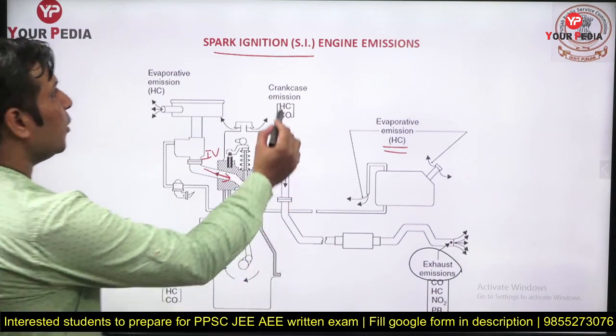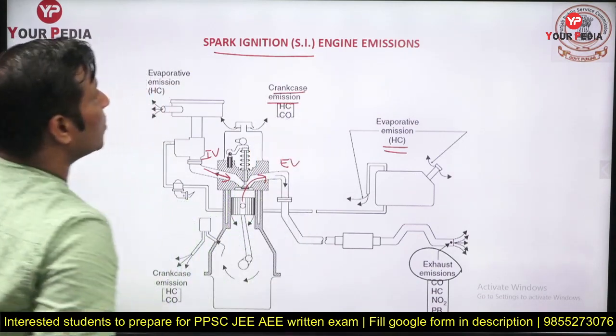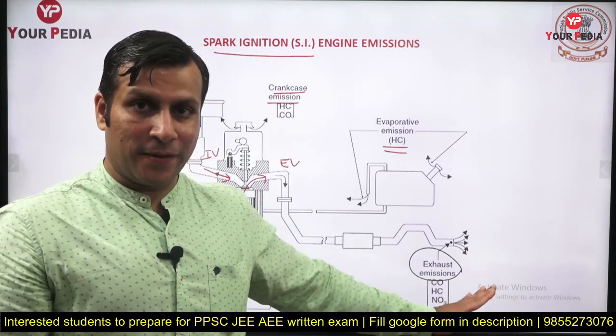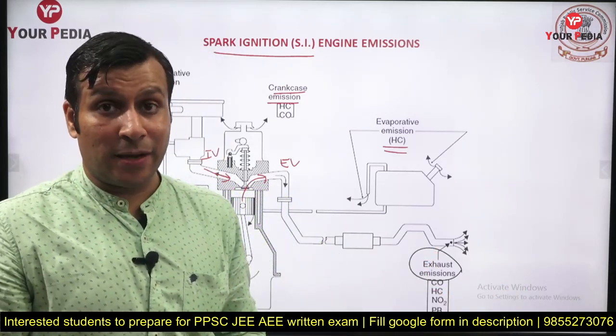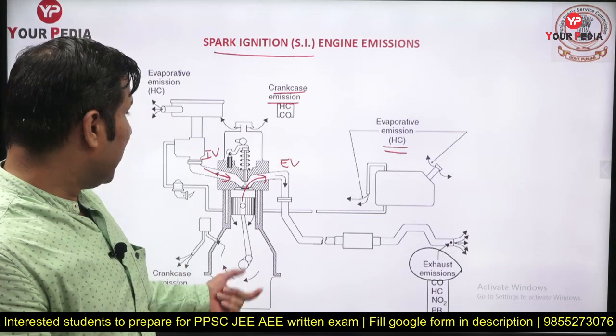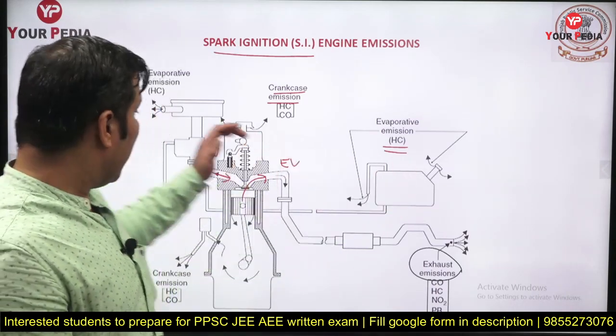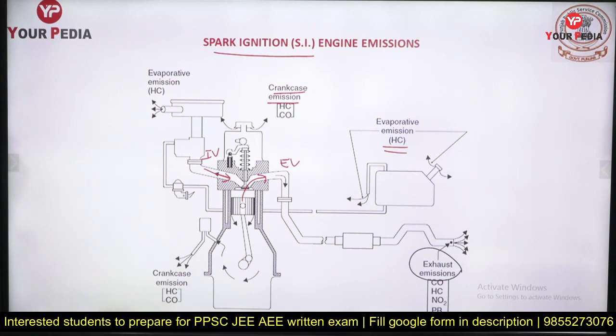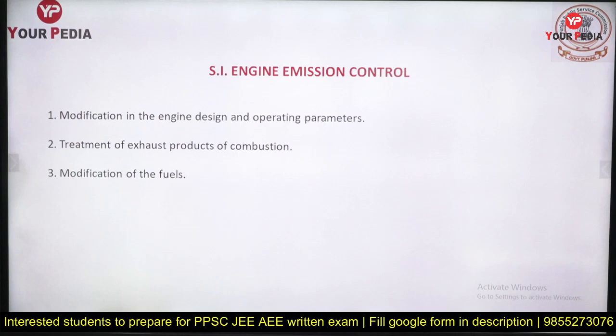Okay, so these are the main sources present in the SI engine. Other than the exhaust pipe, the pollutant emissions we can observe in the crankcase as well as in the tank and in the main pipeline. Fine, guys. So I hope this is clear. What are the major sources of pollutants coming out from the SI engine?